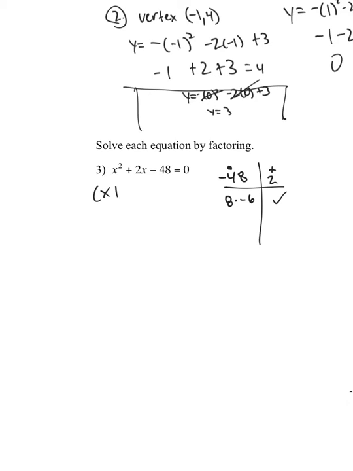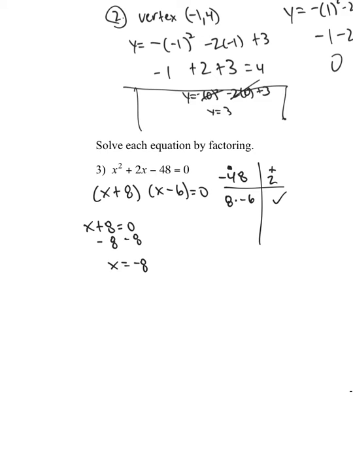So this factors to x plus 8 times x minus 6. We factor it because now we can set each factor equal to 0 and solve for x.